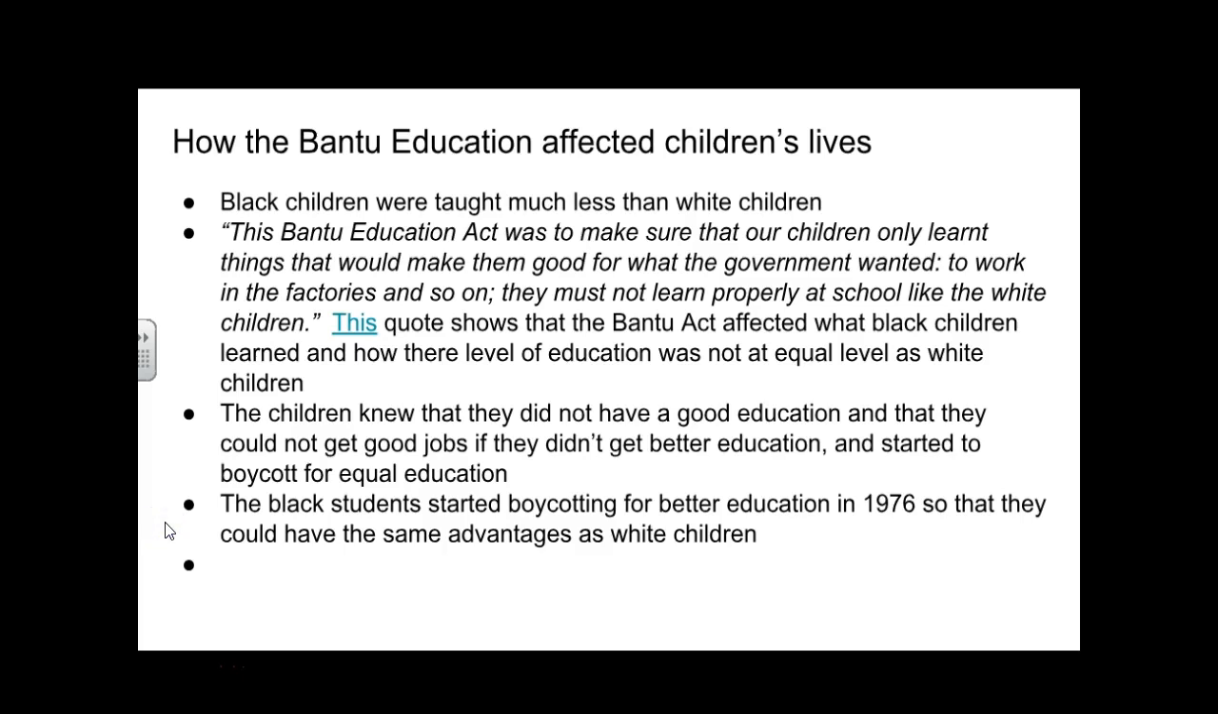So the children that were there kind of knew that they were getting lower levels of education than white children. For the longest time, they thought they were taught different languages. They knew that since they weren't getting the right education, they couldn't really be successful with jobs, or if they wanted to move out of the continent, like to America or somewhere else, they wouldn't be able to get the right amount of education for the jobs that they needed.